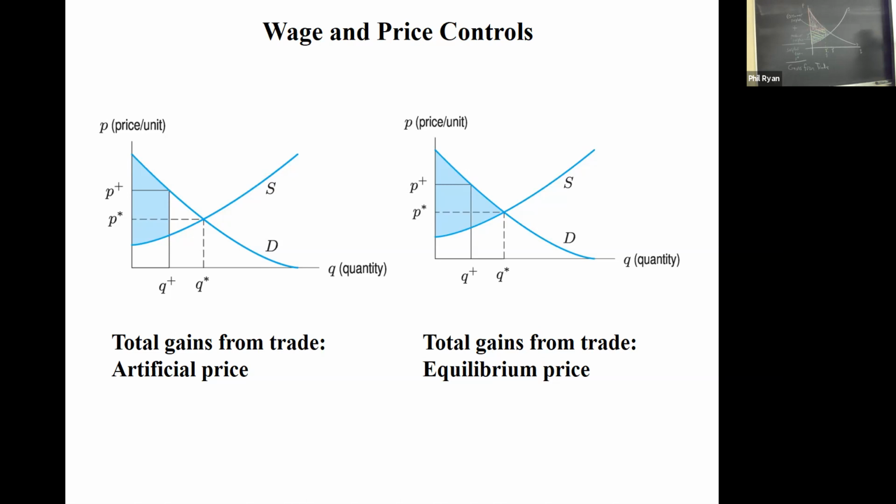Because any other price will mean that a lesser quantity is traded, and it means that the gains from trade, which are the area between the two curves, will be taken over a smaller interval. Okay, so that's the important economic point.